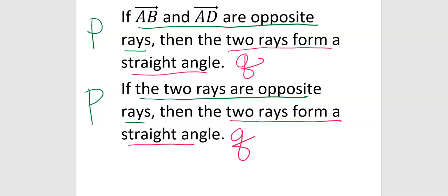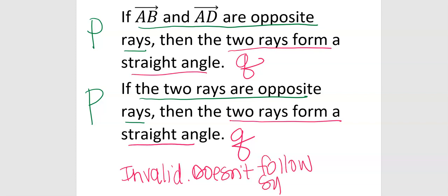Are the two middle letters the same? No. Isn't it just kind of a repeat of the same thing? It's just basically the if-then statement repeated. The first one just happened to be specific. The second one was not. So I'm going to say invalid. Doesn't follow syllogism. Okay, so when you're looking at it, the two letters in the middle have to be the same in order for it to work. This time one was a Q and one was a P.